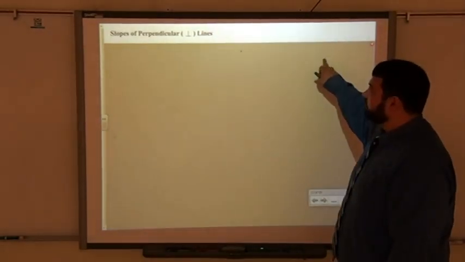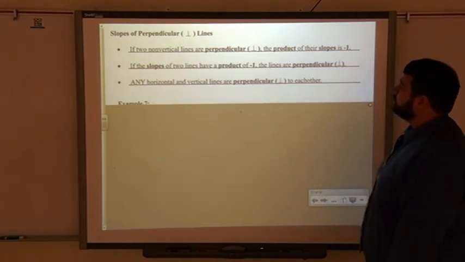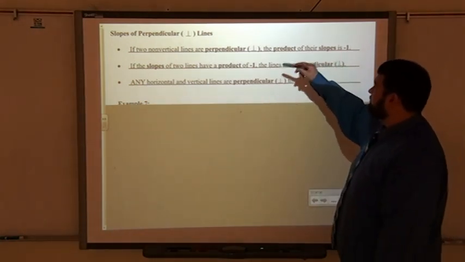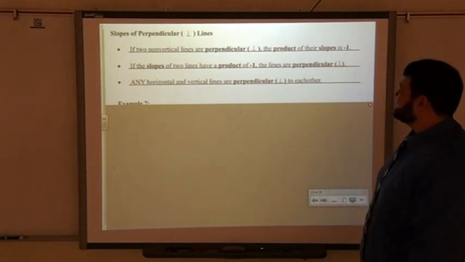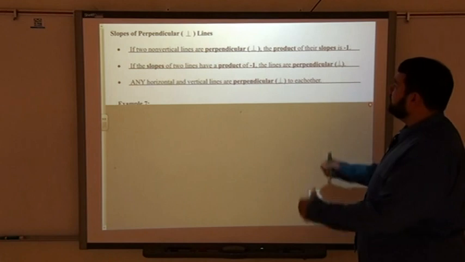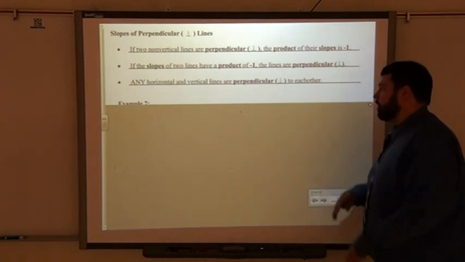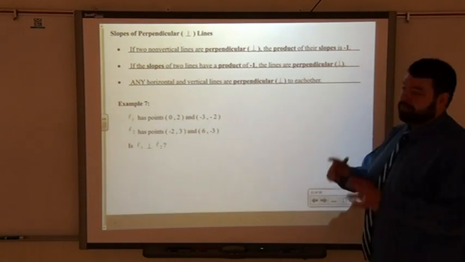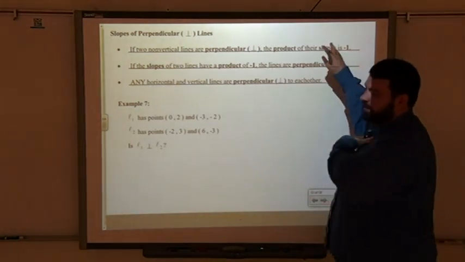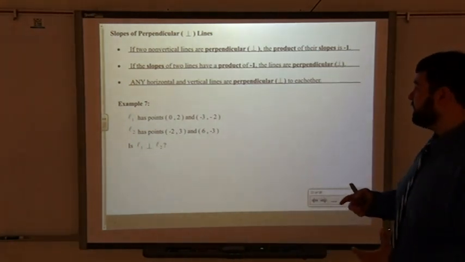All right, slopes of perpendicular lines. Any two non-vertical lines are perpendicular if the product of their slopes is -1. If two slopes of lines have a product of -1, the lines are perpendicular. Any horizontal and vertical lines are perpendicular to each other. Now this is what you need to remember. That's what they want us to tell you. That's what you have to remember for a certain question every now and again.